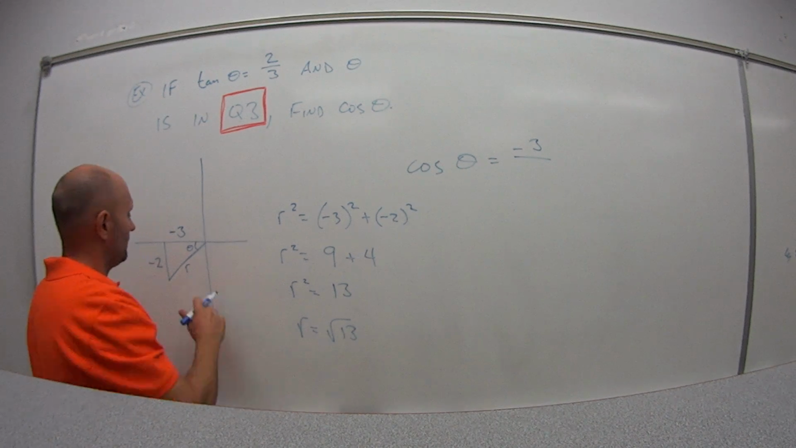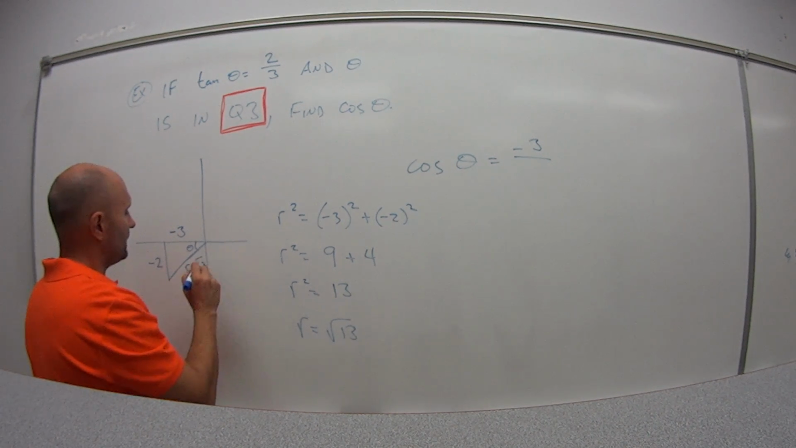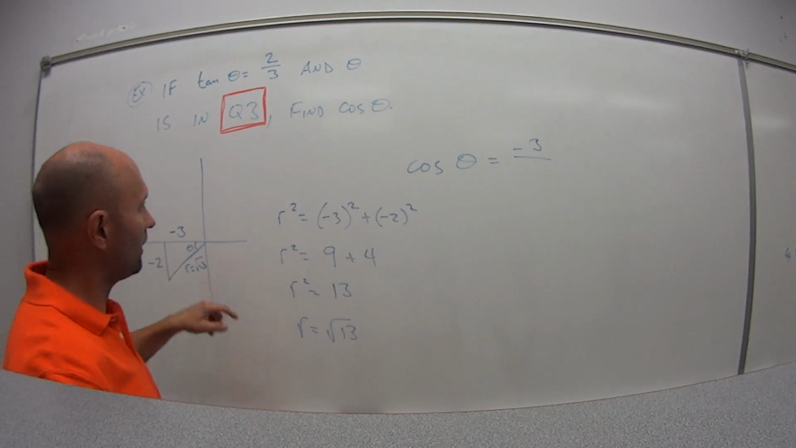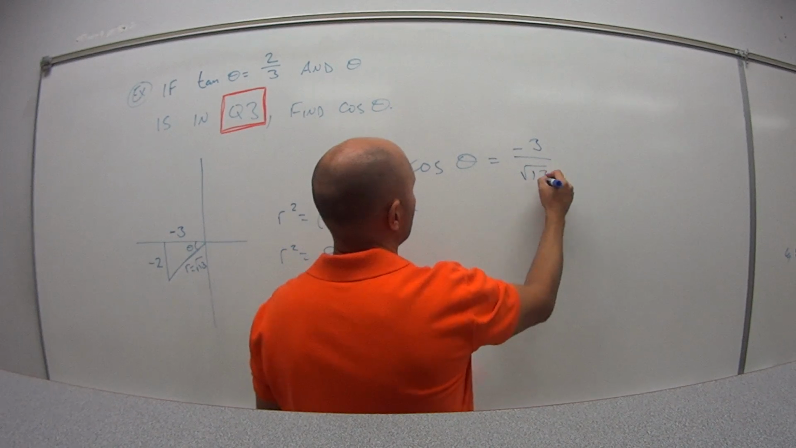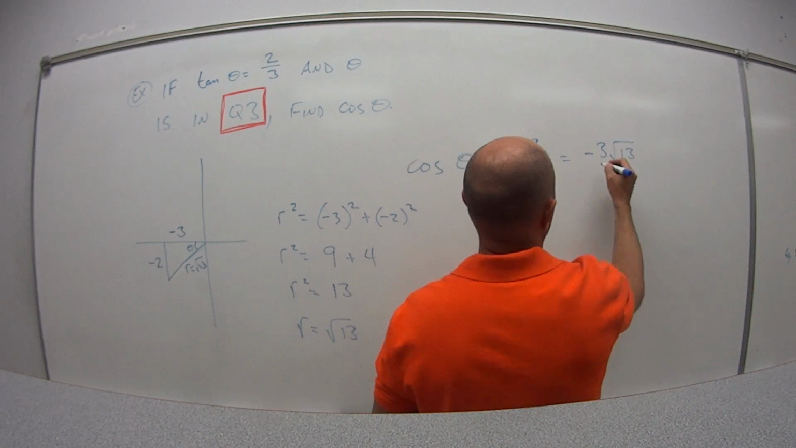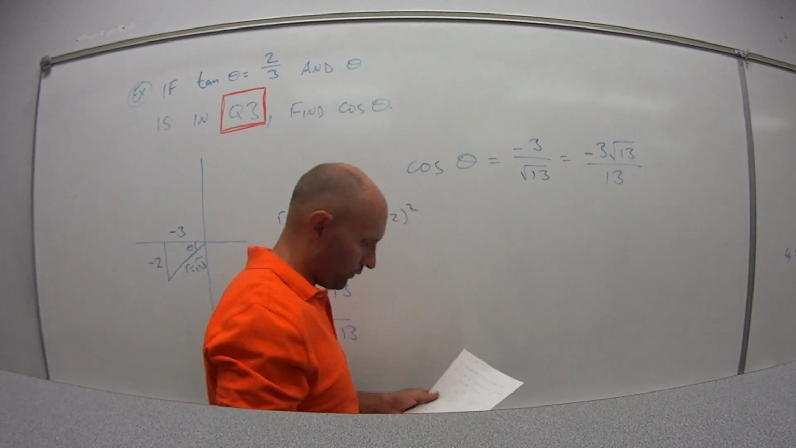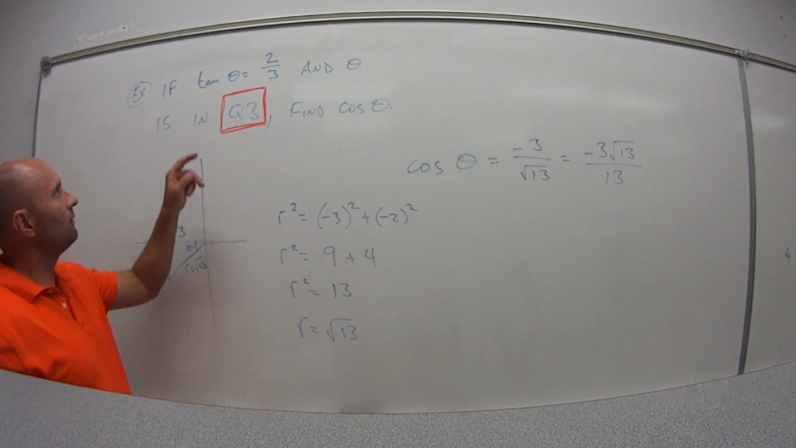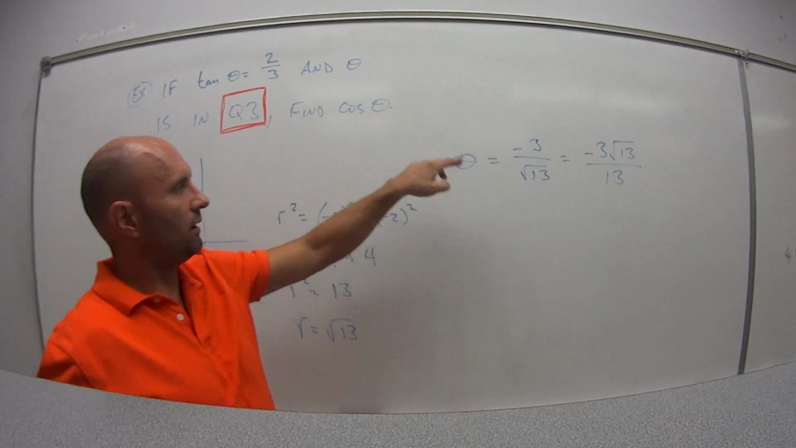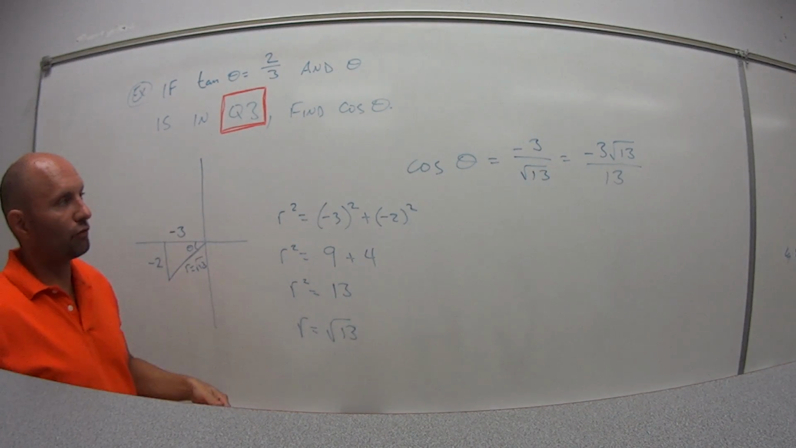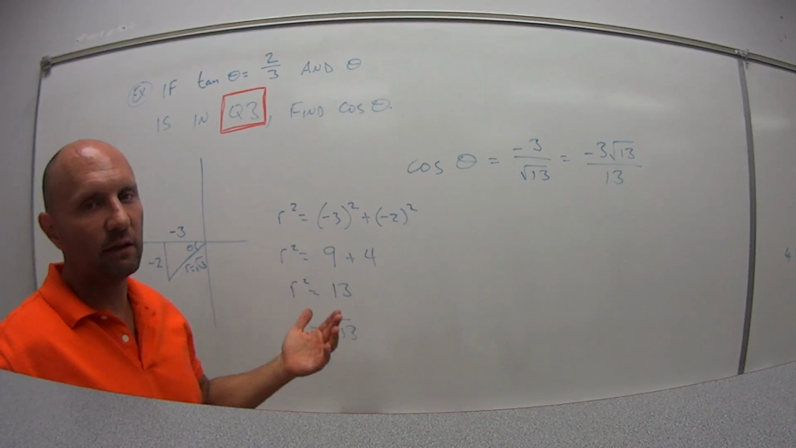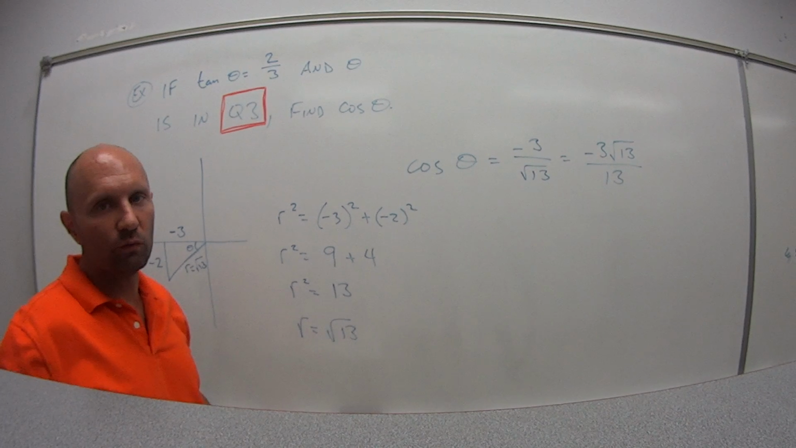So if this is square root of 13, then my cosine is x, which is negative 3 over r, which is square root of 13. And if I want to rationalize it, this is the same as negative 3 square root of 13 over 13. So given that tangent is 2/3 in quadrant 3, cosine of theta is equal to negative 3 over square root of 13, or if we rationalize it, negative 3 root 13 over 13.